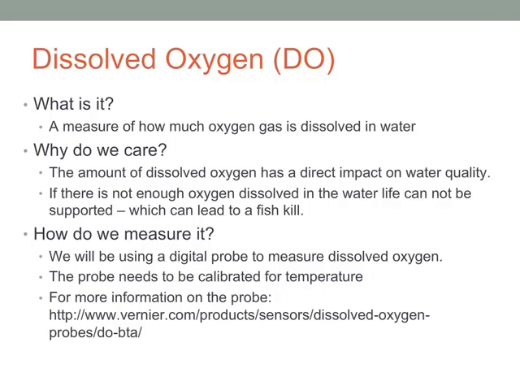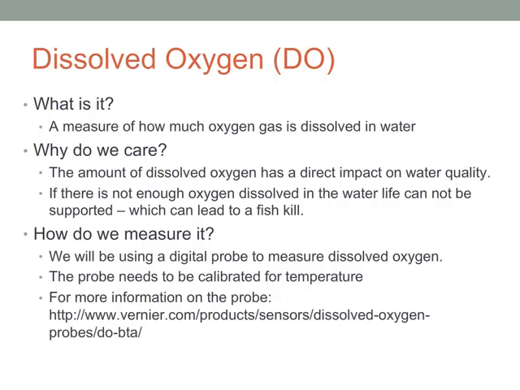The first chemistry concept that we'll be discussing is dissolved oxygen. Dissolved oxygen is often abbreviated as DO. It is a measure of how much oxygen gas is dissolved in your water sample. Dissolved oxygen is very important because it has a direct impact on water quality. If there is not enough oxygen dissolved in the water, life cannot be supported, and this can lead to a fish kill.